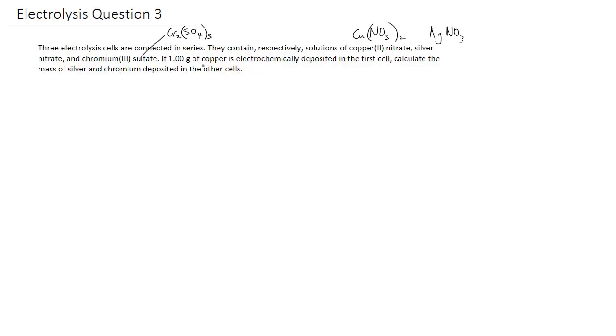So if 1 gram of copper is electrochemically deposited in the first cell, calculate the mass of silver and chromium deposited in the other cells. Because we don't have a drawing, I'm going to draw one. Let's just put 3 beakers. It's important to get a visual understanding of what's going on.